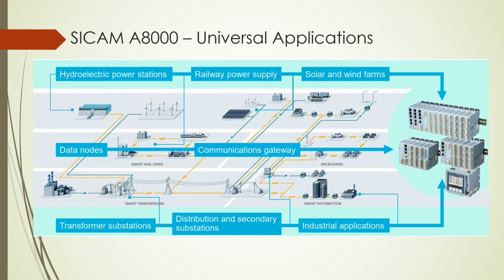Now, coming to the application: where will this SICAM 8000 be used, or where is it still used in the market? It is used in hydropower electric stations and railway power supply, I mean the traction power supply. It is used for solar and wind projects, or we can say farms. It works as a communication gateway at the substation level. It is used for distribution substations and some industrial applications.